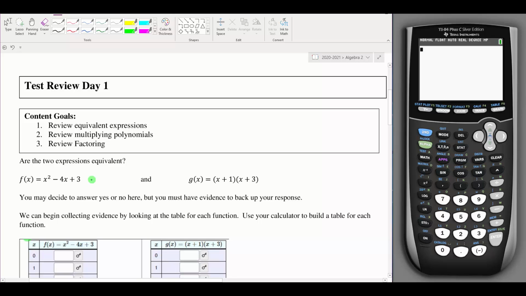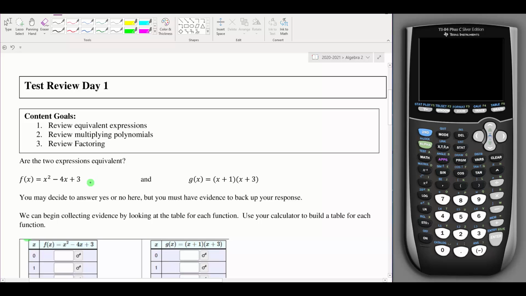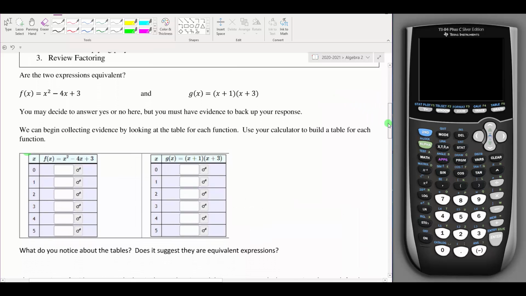All right. If you're looking for a specific problem here, if you're not wanting to watch the whole video, I completely understand that. You're going to want to fast forward until you see the problem that you are looking for. All right, so here we go. We're going to talk about determining whether or not two expressions are equivalent or not.